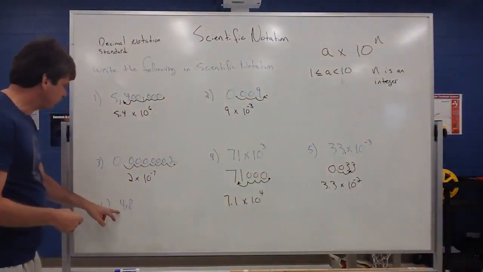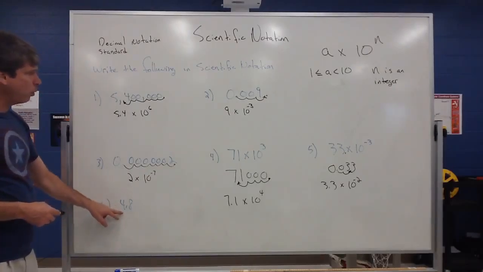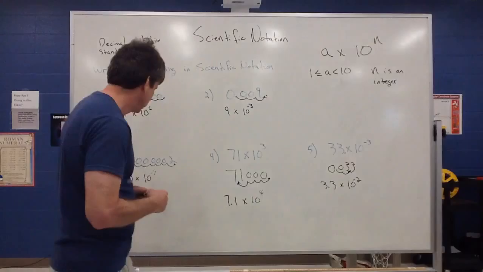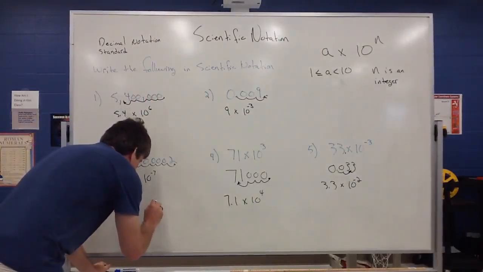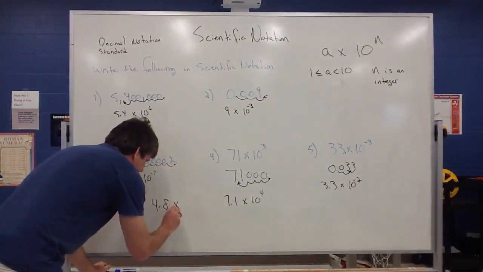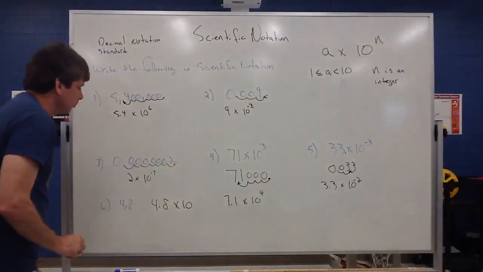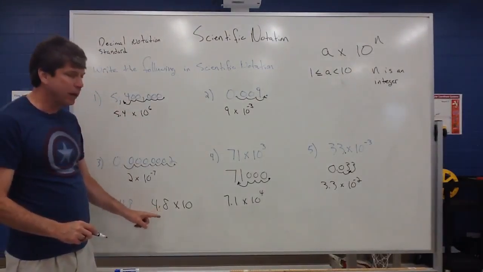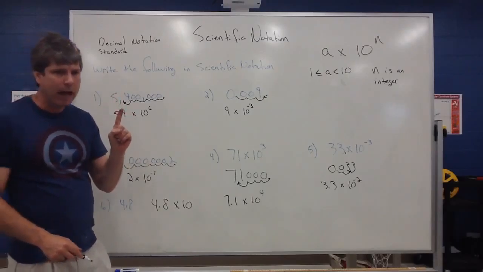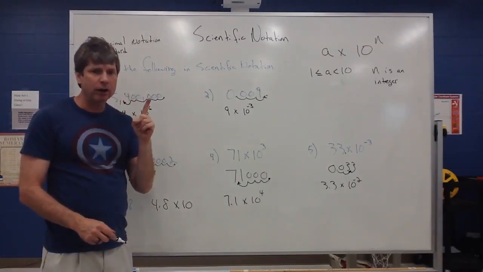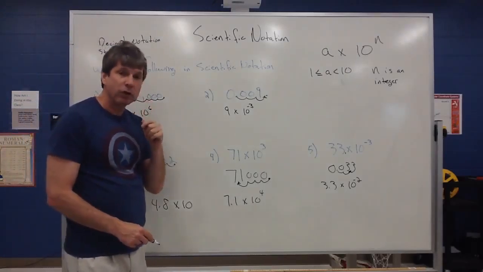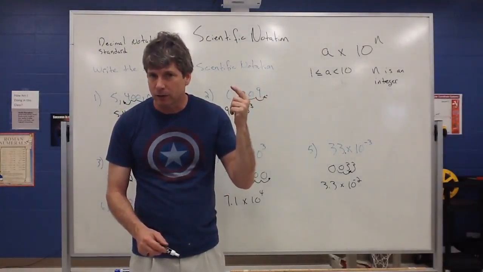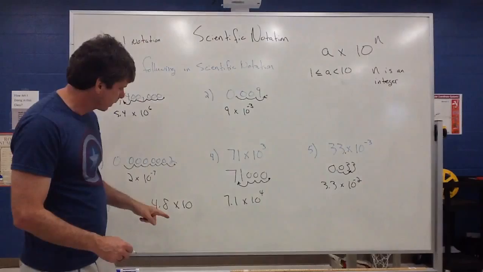All right, got one more example, 4.8. Notice that 4.8 is already between 1 and 10. So I can change this to then 4.8 times 10 to the what power? Remember, I can't change the value of it, so the only thing I could be multiplying 4.8 by would be a 1. But how do we make a 10 turn into a 1? Well, don't forget, we have what's called, I'm waiting for it, a zero exponent.